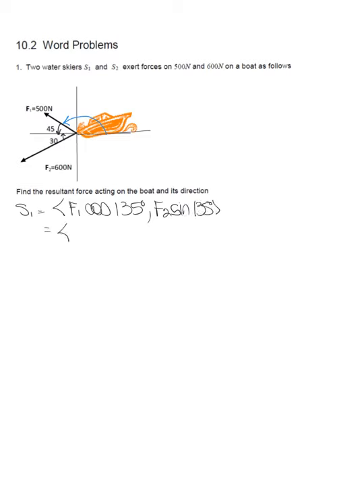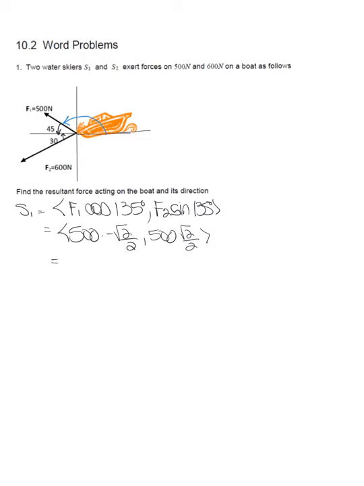So this is going to give me 500 times the cosine of 135 degrees, which is a negative square root of 2 over 2. And then 500 times the sine of the 135 degree angle, which is a positive square root of 2 over 2. Now this is a word problem, so eventually we will round, but we're not going to start out rounding, because if we start out rounding, by the time we get to the final result, we're going to have too much error in our answers.